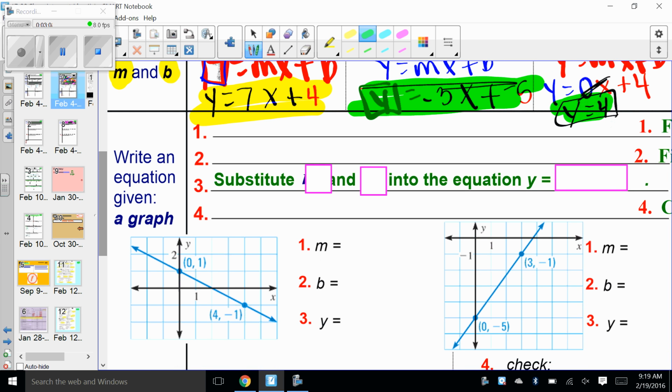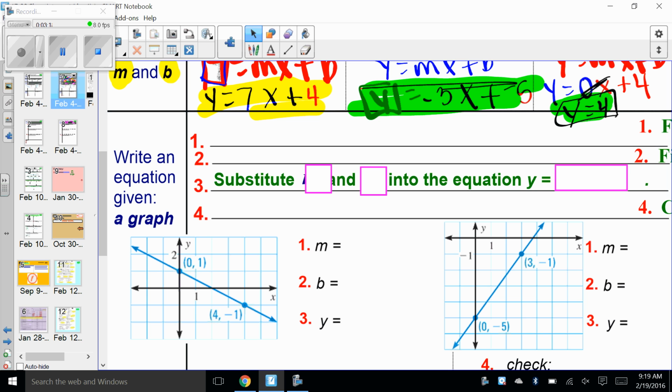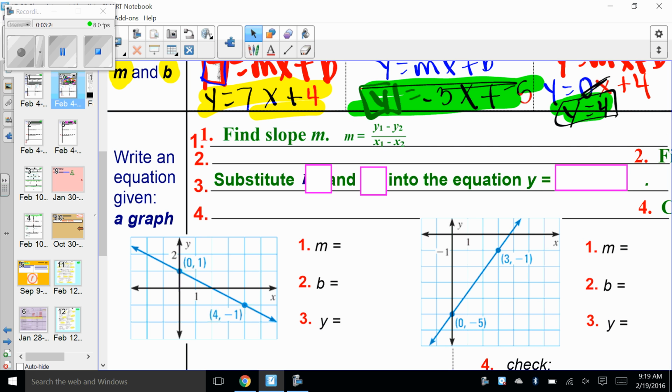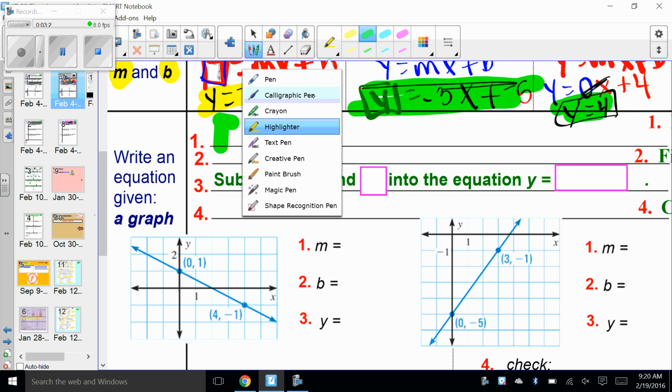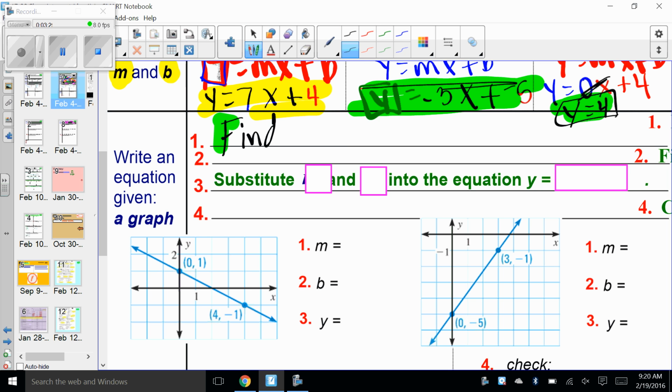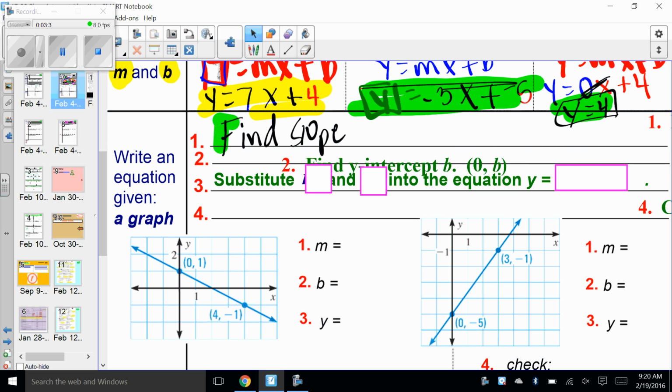So now let's go down here and talk about how we write an equation if we have a graph. So if we have a graph, the first thing that we would need to do, of course, is to find the slope. So you're probably going to want to use that equation, y2 minus y1 over x2 minus x1. After we find the slope, we are going to find the y-intercept.